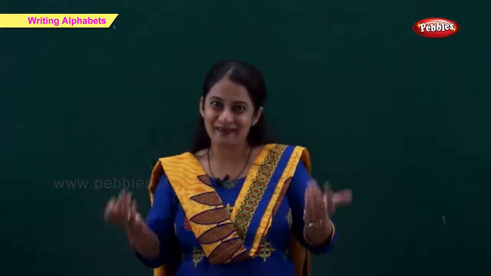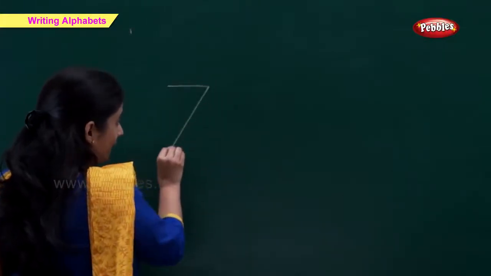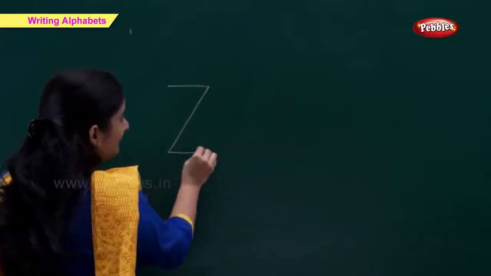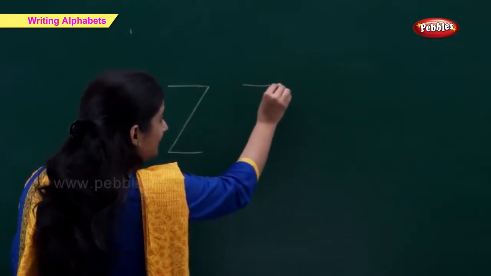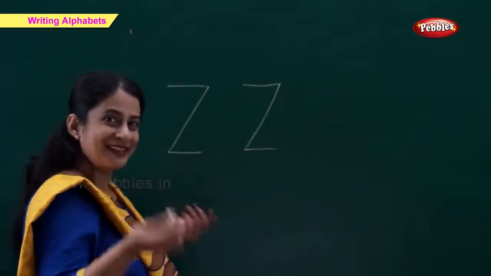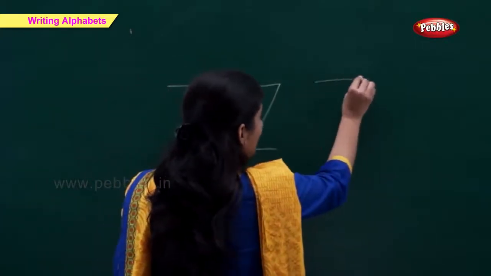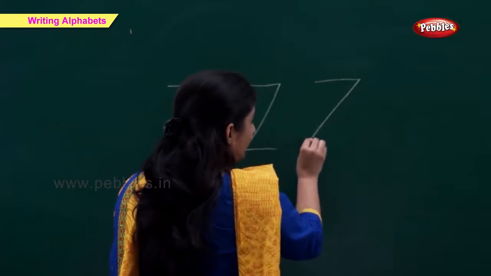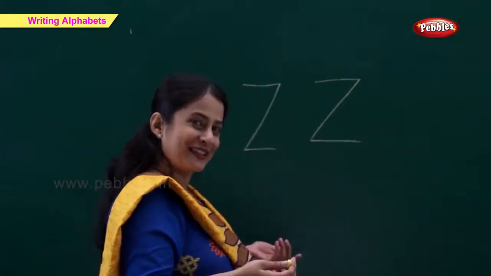And now we are going to write Z. You are right, Z for zebra. Sleeping line, cross line, another sleeping line makes Z, small z.